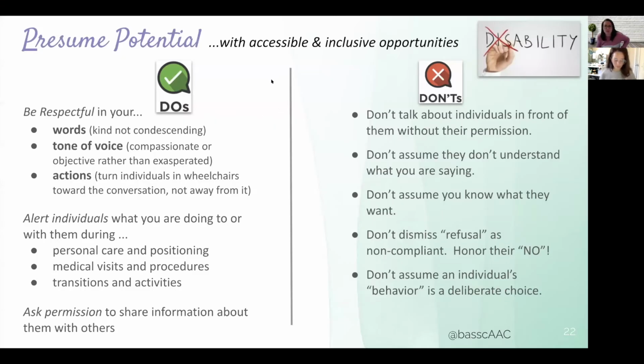All right, so now we have some do's and don'ts for presuming potential with accessible inclusive opportunities. So some do's, be respectful in your words. Make sure your words are kind and not condescending. We kind of touched on this a little bit before too. With your tone of voice as well, a lot can be communicated non-verbally through our tone of voice. So be very cognizant of that and that you're compassionate or just very objective in what you're saying versus having that exasperated tone. Just like they know if they're being talked about, they're going to pick up on that you're not really wanting to communicate or that you're getting exasperated.